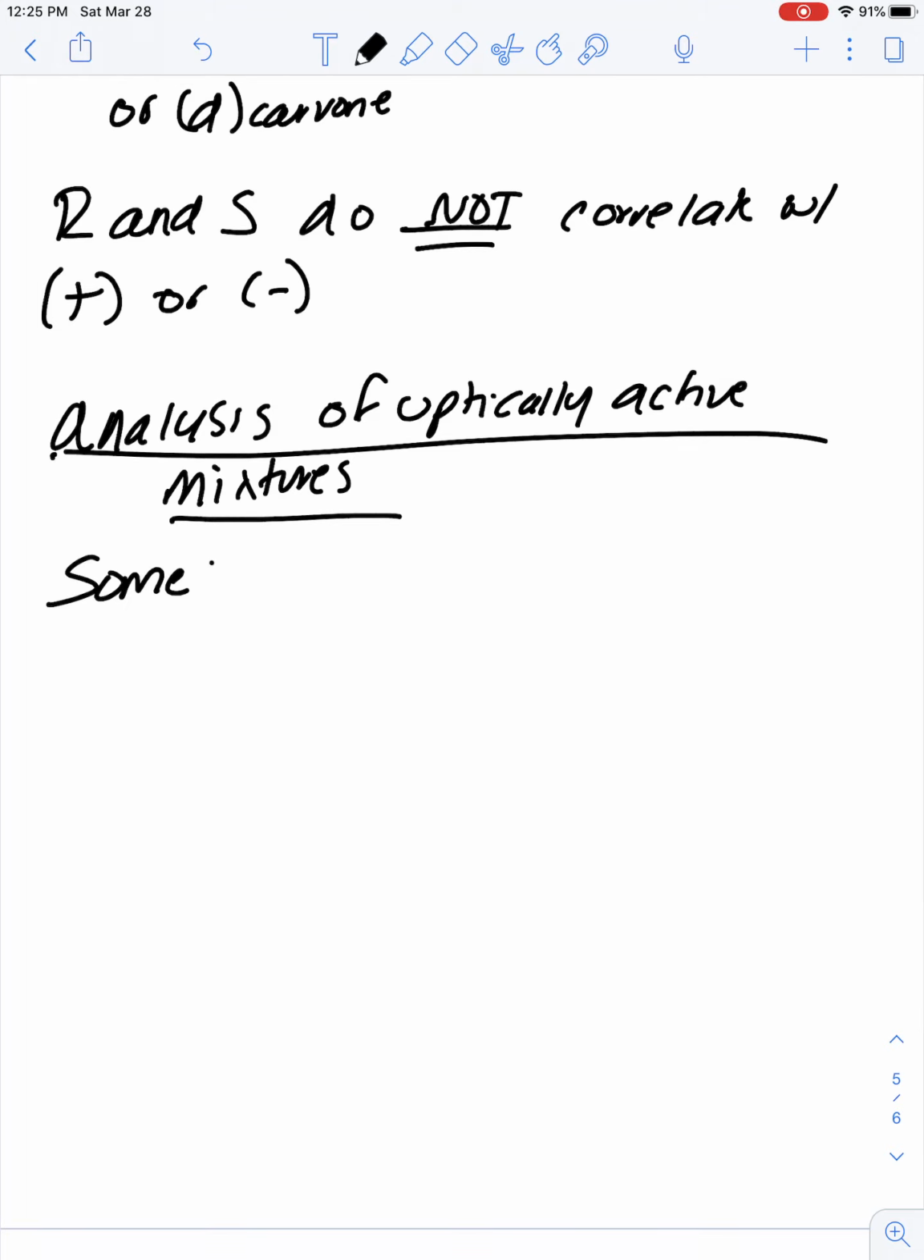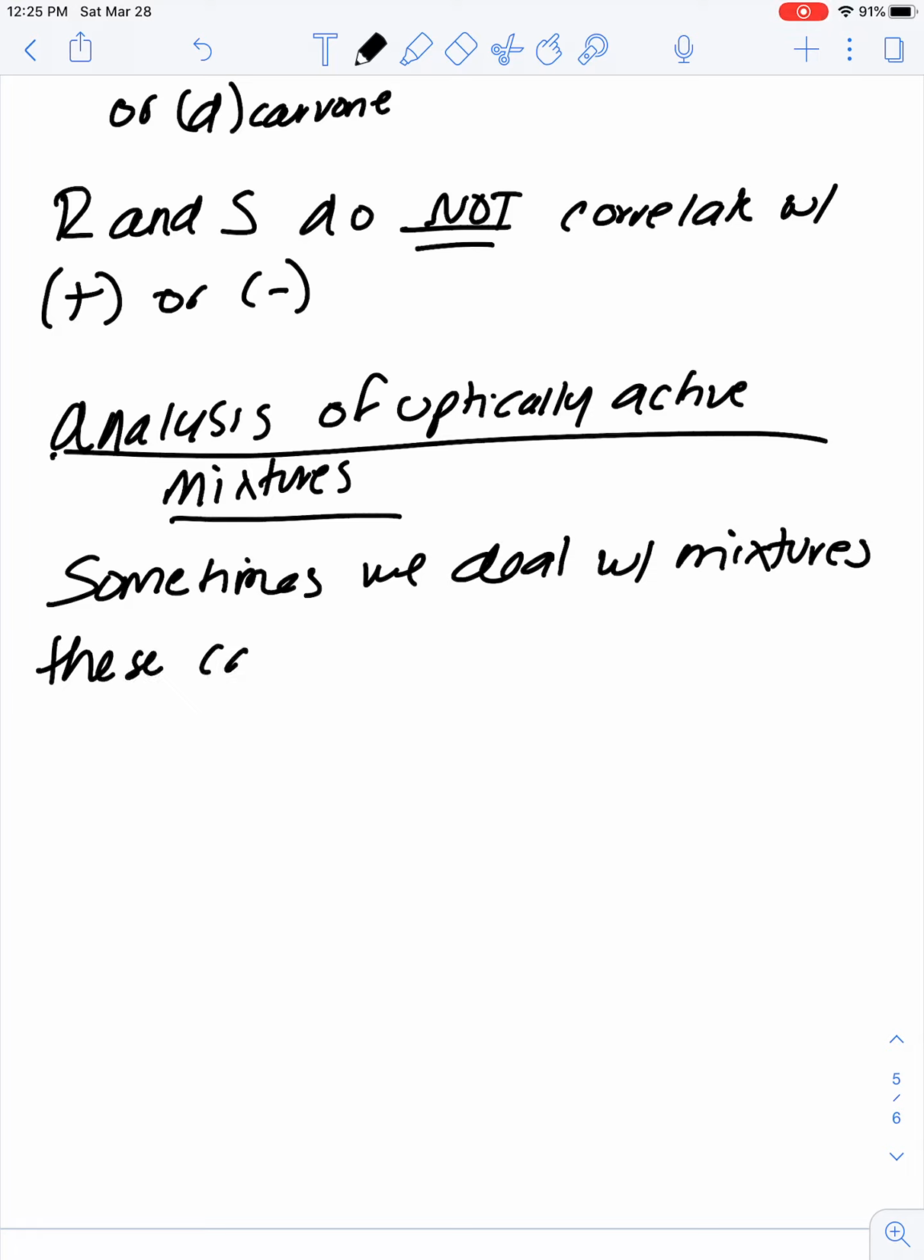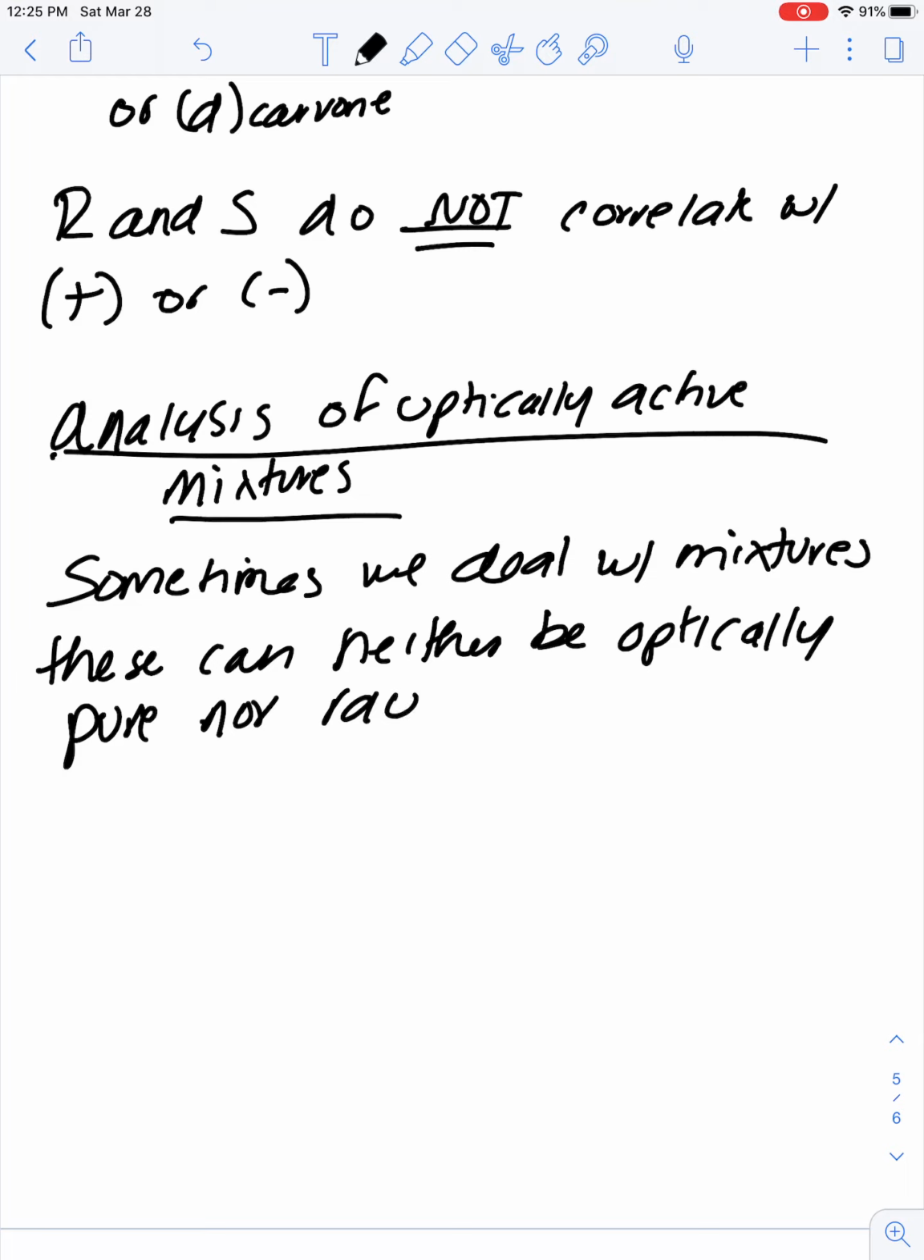So sometimes as a chemist, we deal with mixtures. Well, most times I would say we actually deal with mixtures. So these can be neither optically pure nor racemic. Racemic is a new word that you may not have heard. Racemic means that we have enantiomers in a 1-to-1 ratio, so again, equal amounts of each enantiomer.